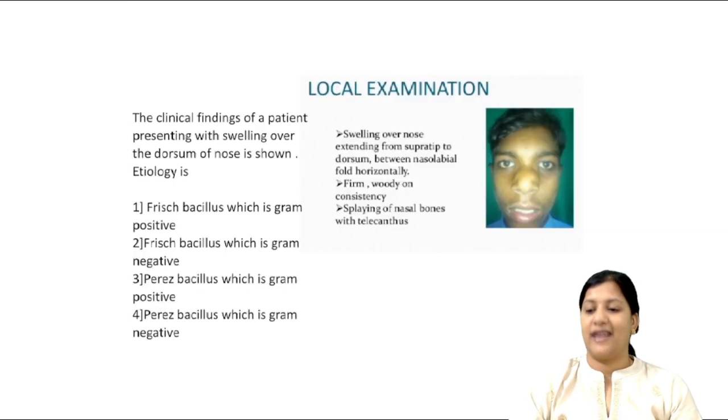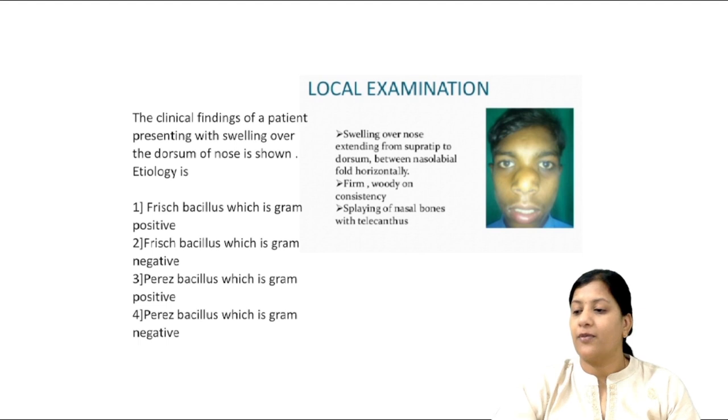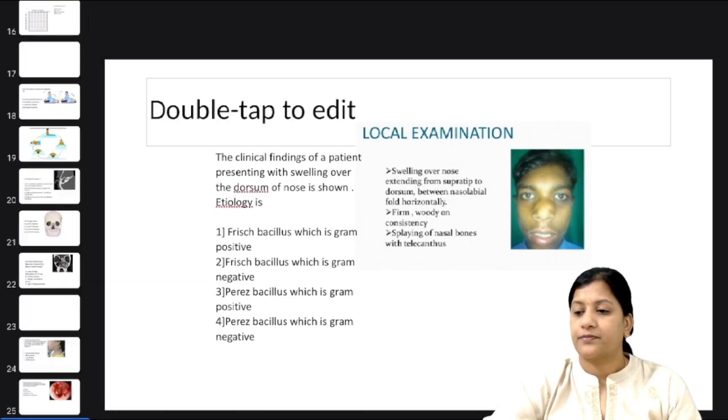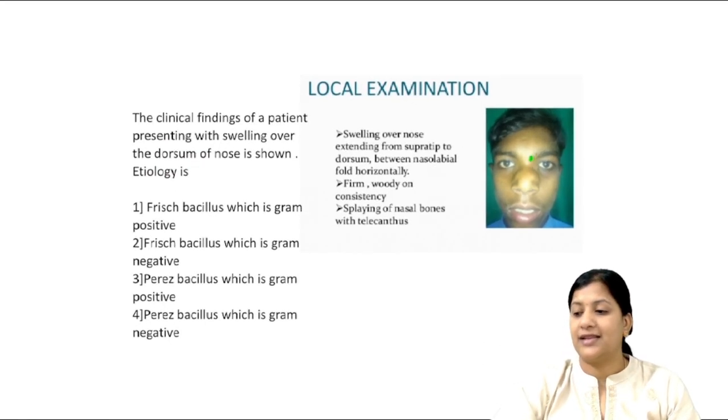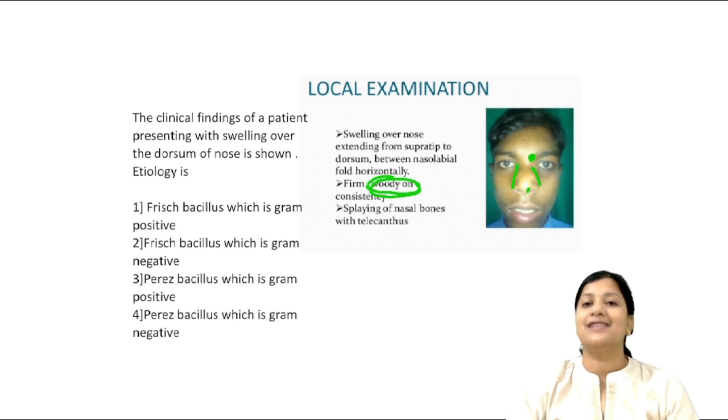Okay, so let's go to the next question. There is a patient whose local examination findings are given to you. There is a swelling on the nose extending from the nasion to the supratip, from one nasolabial fold to the other nasolabial fold, with splaying of the nasal bone. What is this due to? And they're telling you very typically that there is a woody nodular consistency to this swelling.